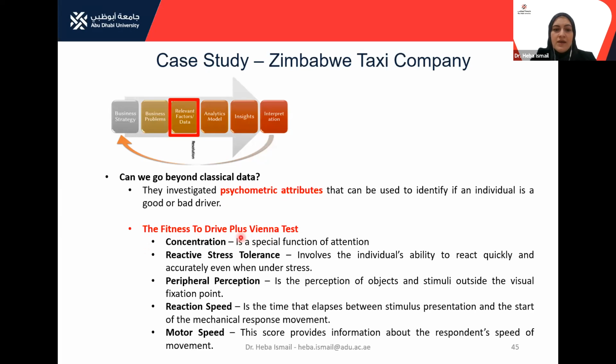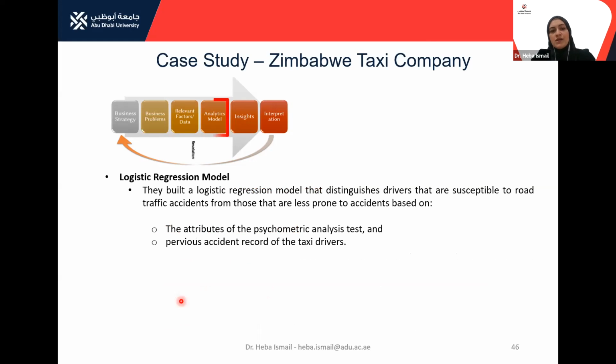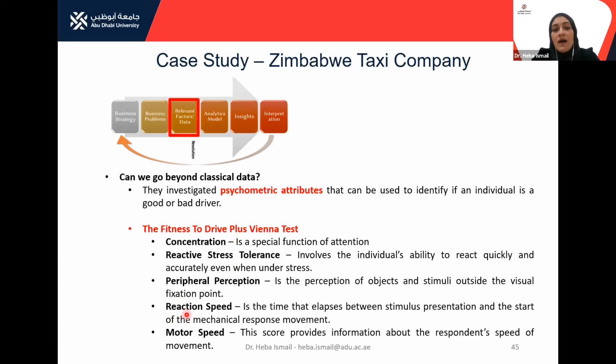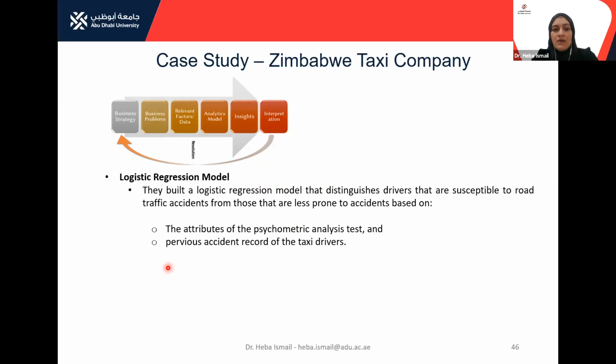What does this fitness to drive psychometric test cover? It covers some psychological dimensions related to concentration, reactive stress tolerance, peripheral perception, and a few others. And then they implemented a logistic regression model, which we've learned in the previous slides, where we try to find the association between a number of variables and a target score. In this problem, our target score is the number of accidents. We want to reduce the number of accidents and see which dimensions of the psychometric analysis test are more relevant to, and strongly associated with, the number of accidents.